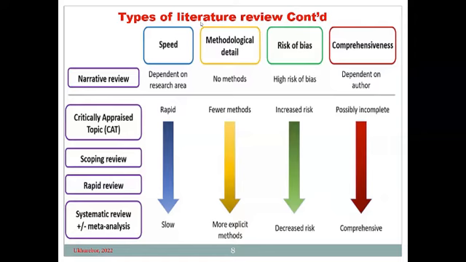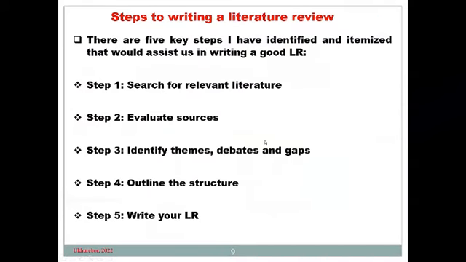I would beg to stop on the other types of literature review so that we don't concentrate on the types, which is actually not our key area for this topic today. Let's see if we can look at the steps of writing a literature review. The steps I analyze here will enable us to write a good, or permit me to use the word, an excellent literature review.